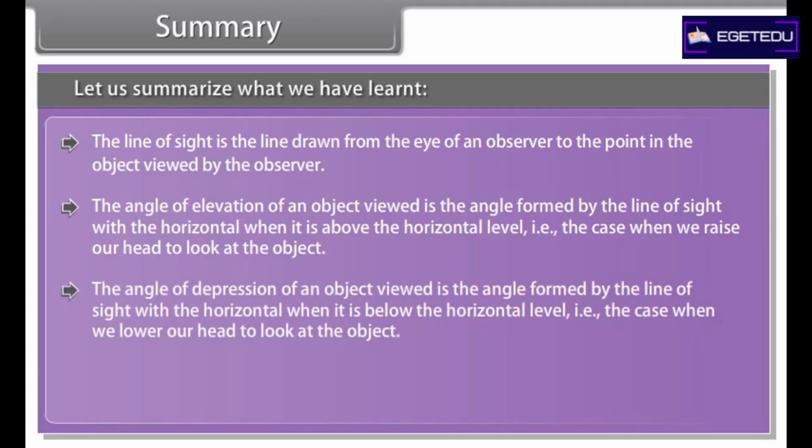The angle of depression of an object viewed is the angle formed by the line of sight with the horizontal when it is below the horizontal level, that is the case when we lower our head to look at the object.